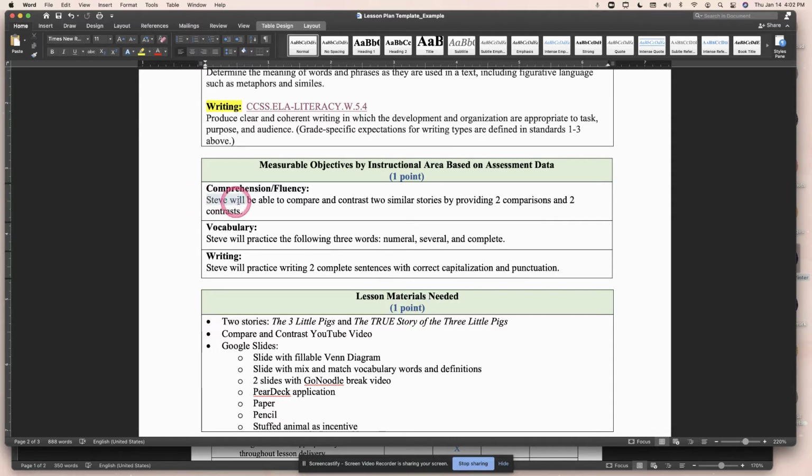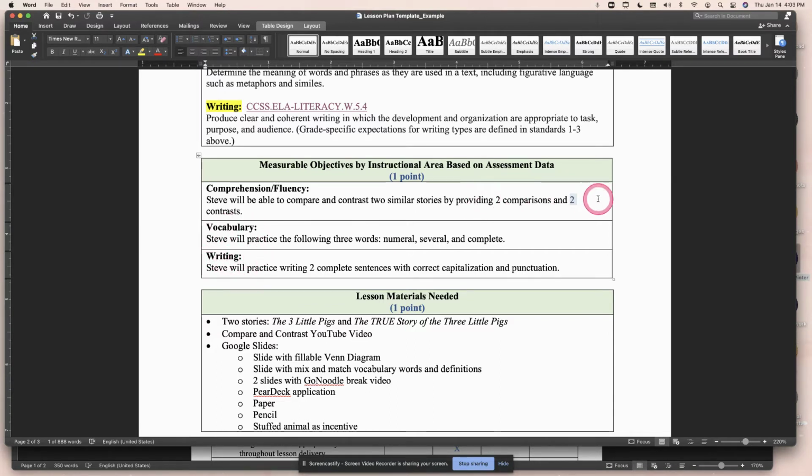So for example, here I wrote, Steve will be able to compare and contrast 2 similar stories by providing 2 comparisons and 2 contrasts. So in the future, if I want to revisit this objective, now I can say, can Steve compare and contrast with 3 comparisons and 3 contrasts? It lets me measure what they were able to do within the time that they were with me. Same thing with the vocabulary and same thing with the writing.